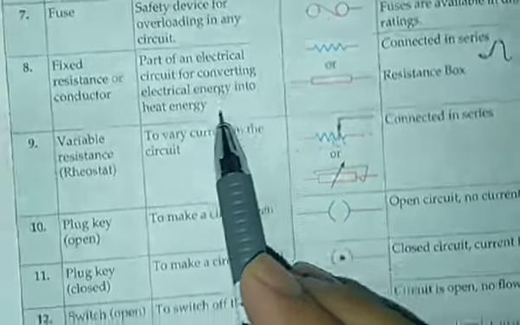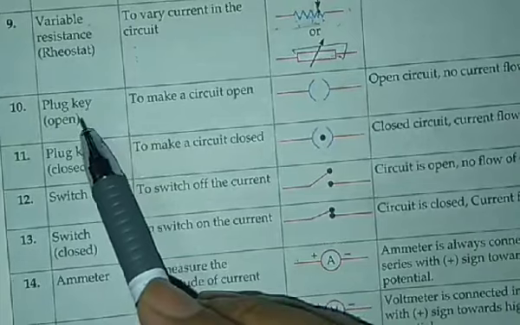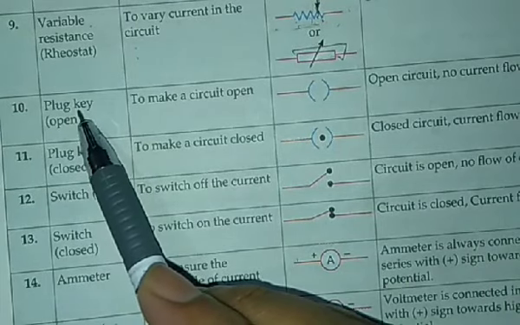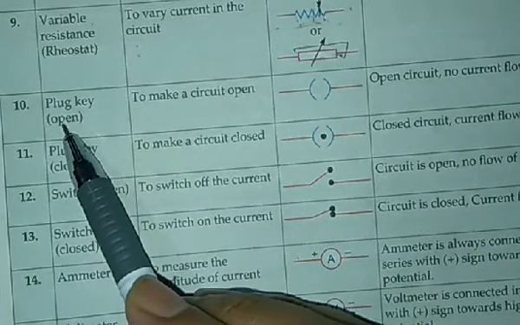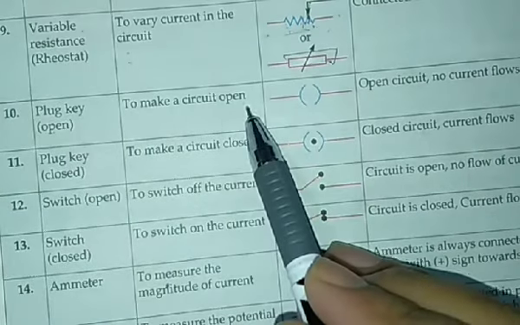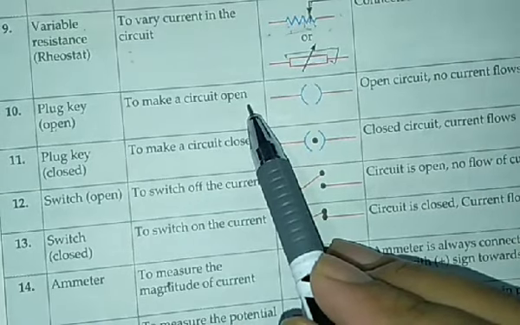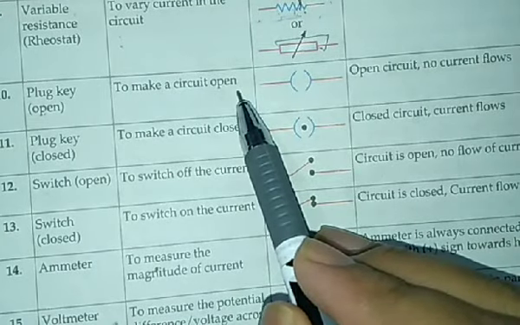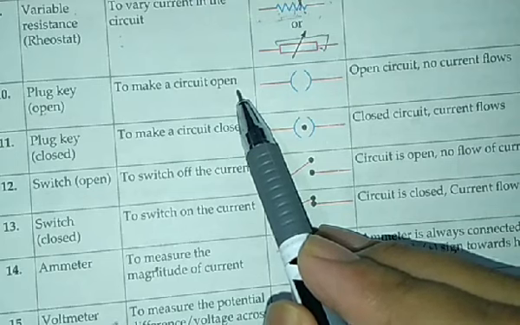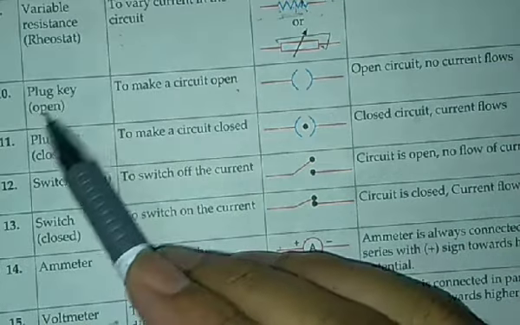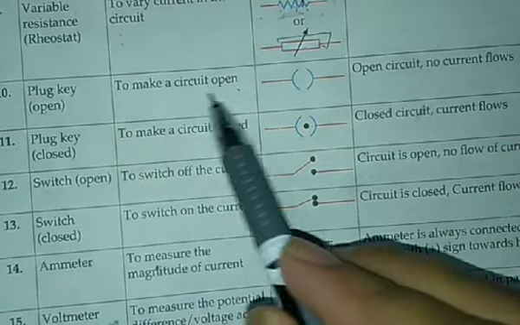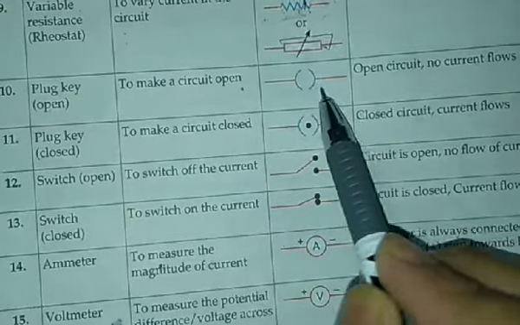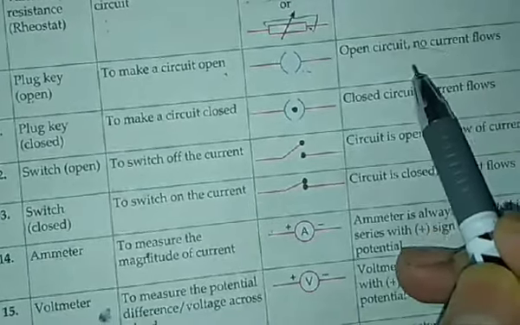Okay, students. Now let's move on to the next electrical device. This is the plug key, also known as the open key. If you want to make this circuit open, that is, an open circuit, no current will flow through it. Even if we connect the positive and negative terminals, no current will flow in the circuit. So this is the plug key or open key. This is the symbol for the open key or plug key. Open circuit, no current flows.